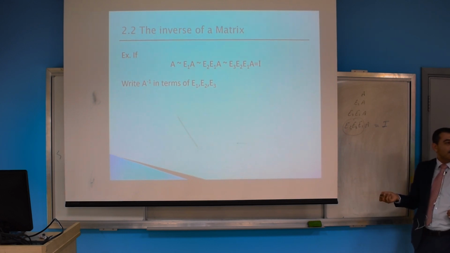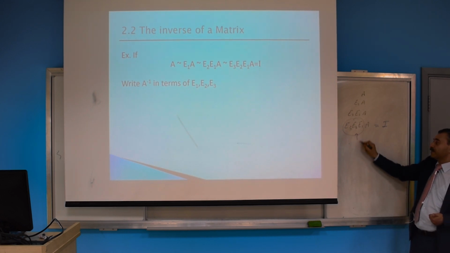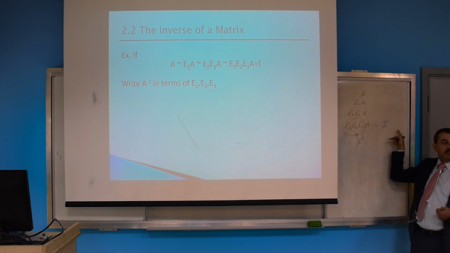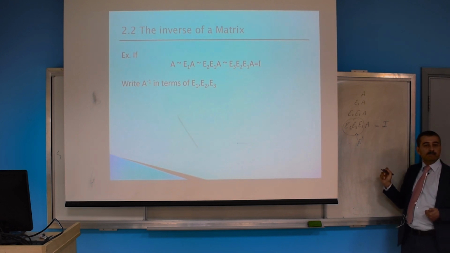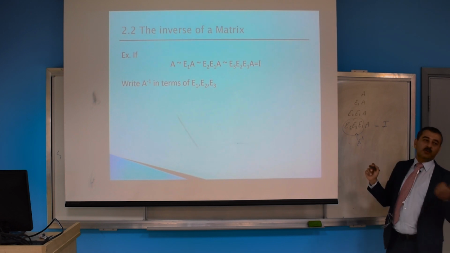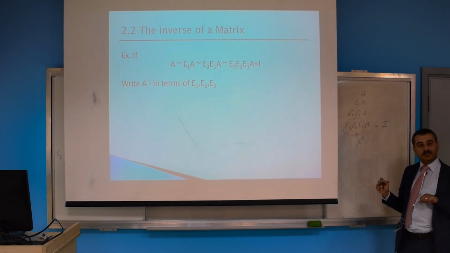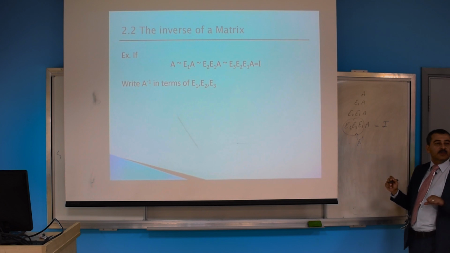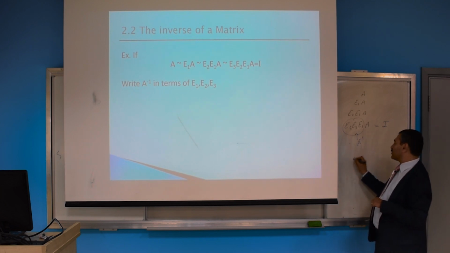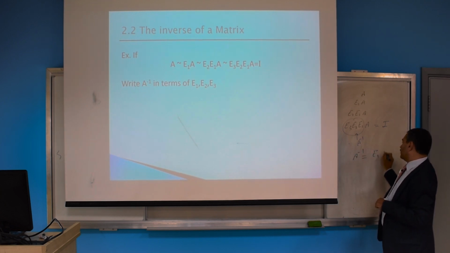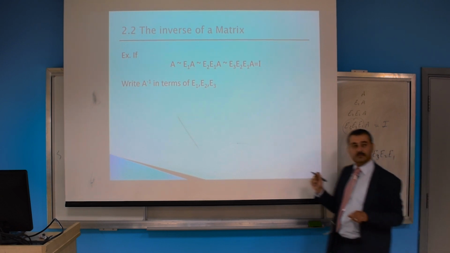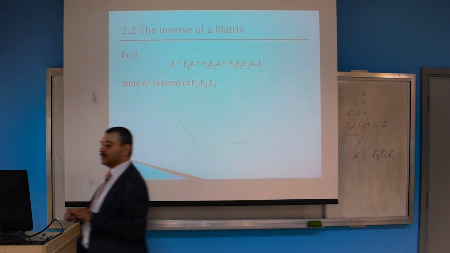It is this. Because when you multiply by A you get I. So this is another way to write the inverse of A using the product of elementary matrices. So the inverse of A equals E3, E2, E1. Okay?